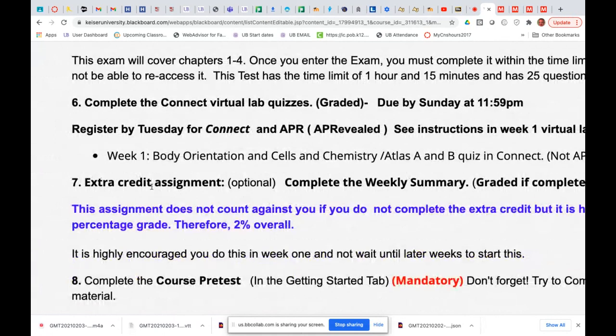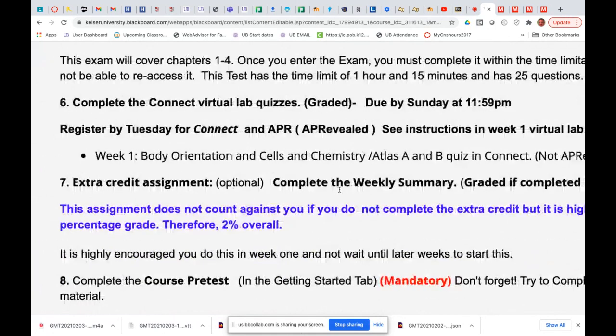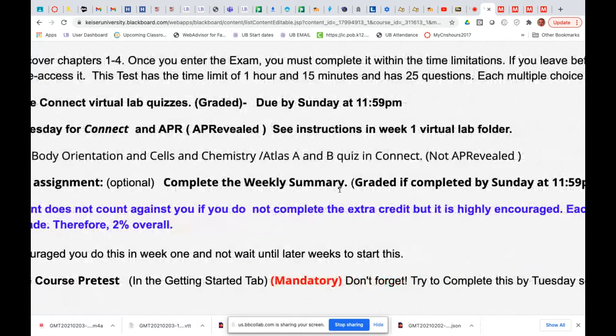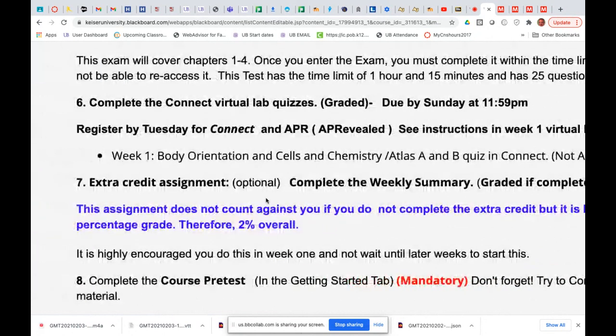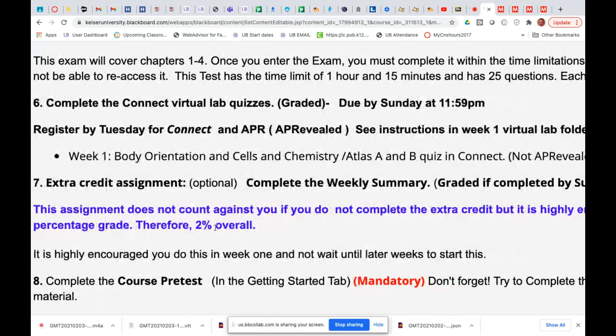Each week there's an optional extra credit that you can do. It is a weekly summary. There is a rubric for that as well that you need to follow. It's 4 separate paragraphs that you can do, and it could potentially have an impact on your grade of 2%. So it can raise you 2 points at the very end if you get 100 on all of them.